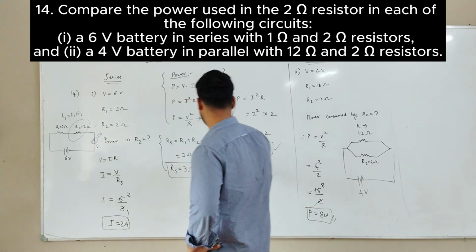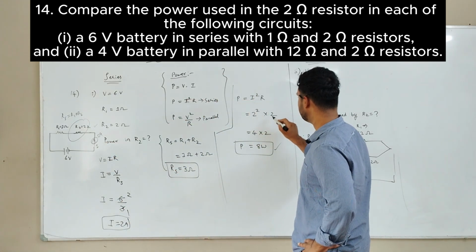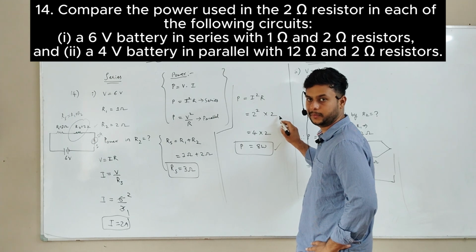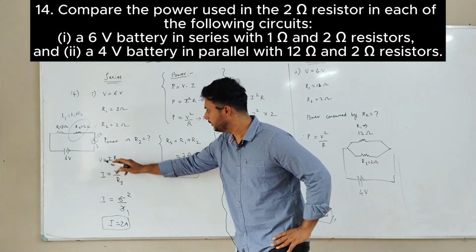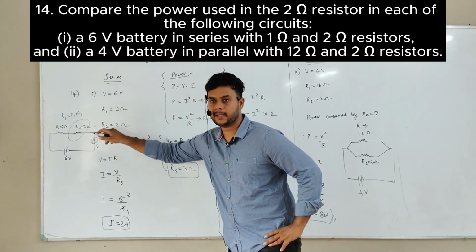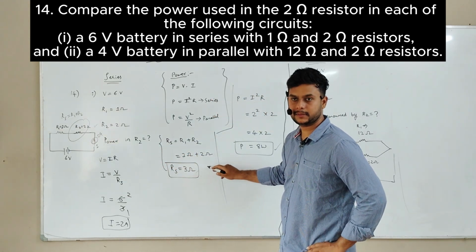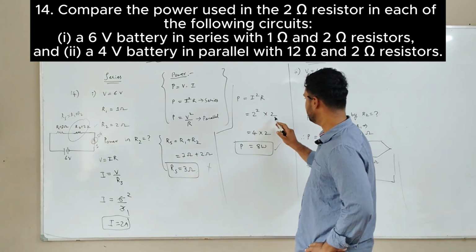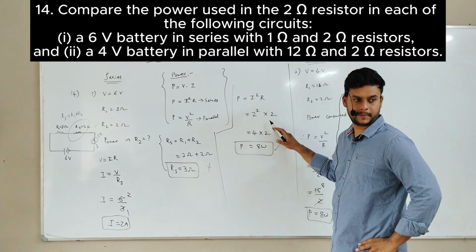Current I see here, you can see I have used R as 2 ampere. I have not used this 1 ohm, 2 ohm, adding 3 ohm, I have not used this. You can see what I have used here. The resistance passing is 2 ohm.